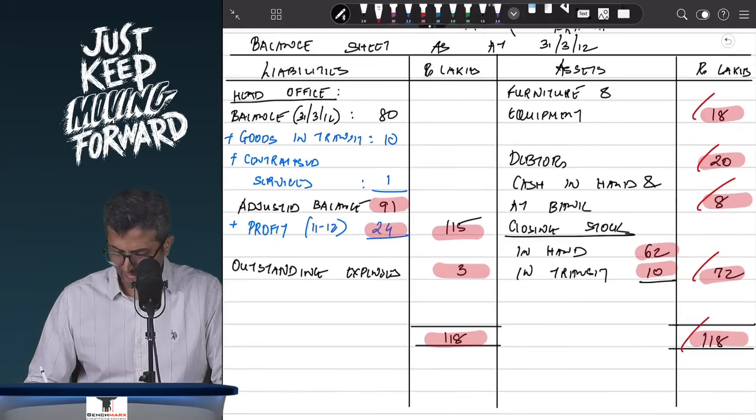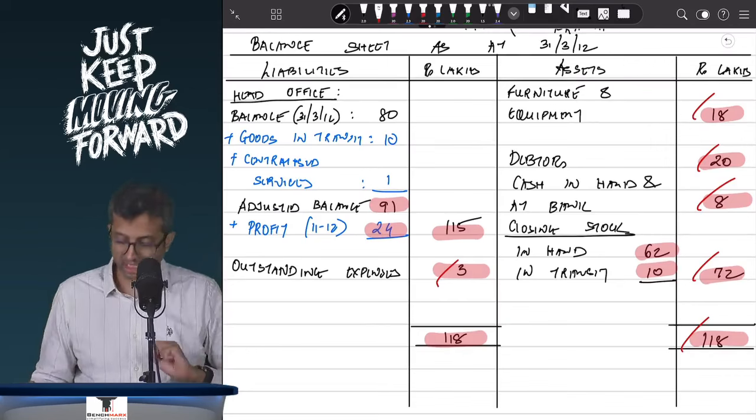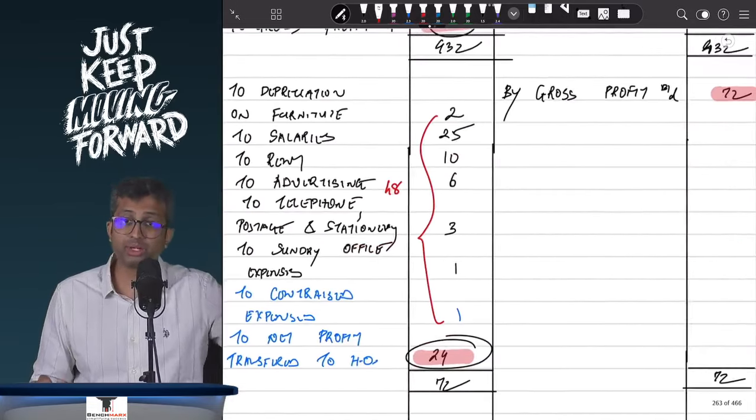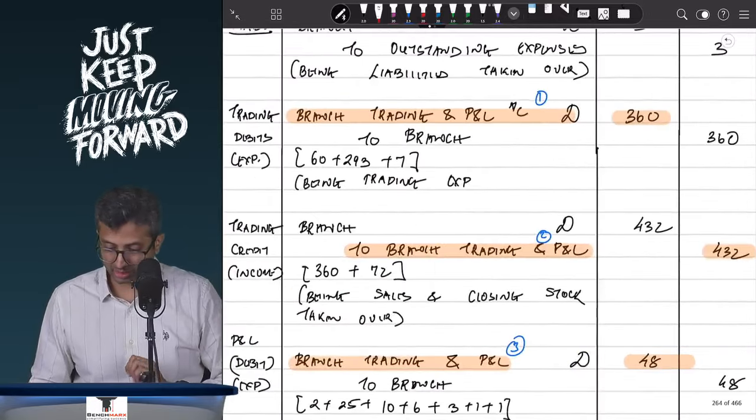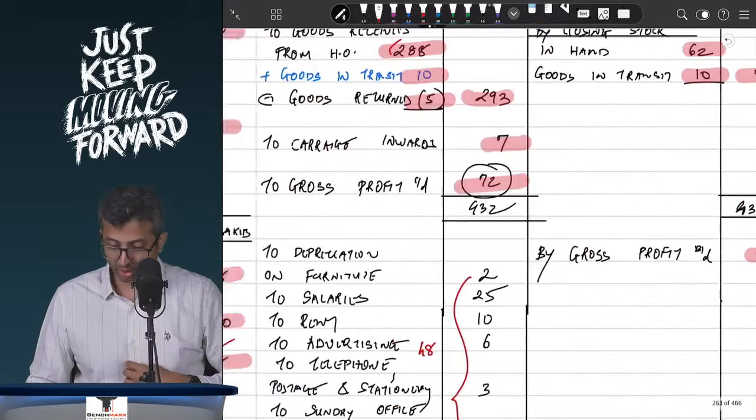Next you'll have, I think, 3 rupees of outstanding expenses. 115 to intercompany, it will get eliminated. So this will be branch account debit to outstanding expenses. Then you go to the profit and loss account.